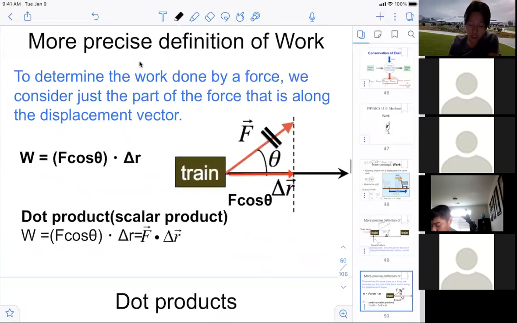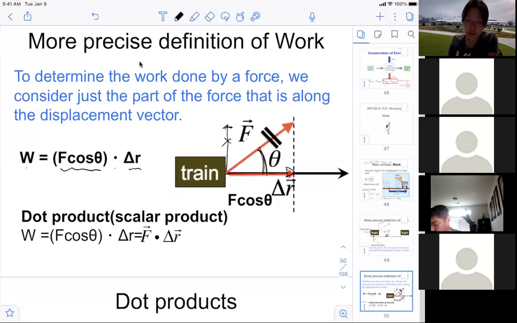So if we want to look at the component that matters, the x component of F is F cosine theta, if this is at an angle theta with respect to the horizontal direction, right? So only the horizontal component of that force does work. The vertical one doesn't do any work. So when we do the calculation, we should use F cosine theta times the displacement delta r.